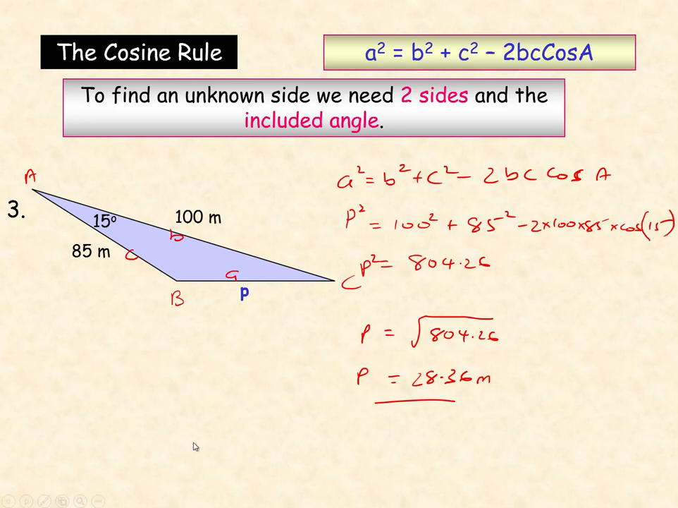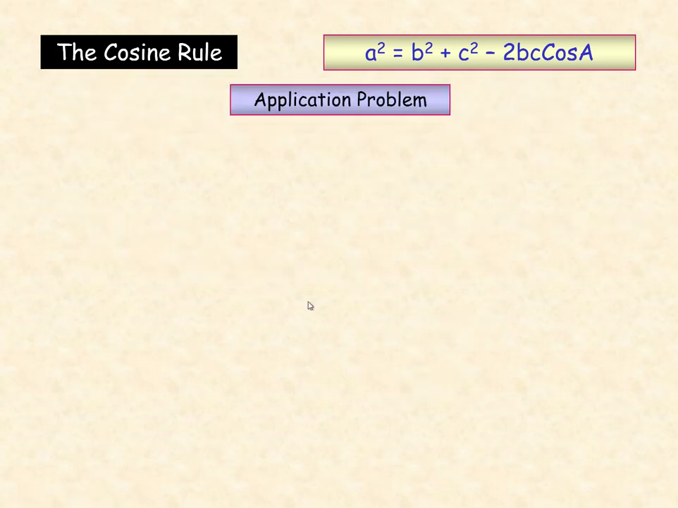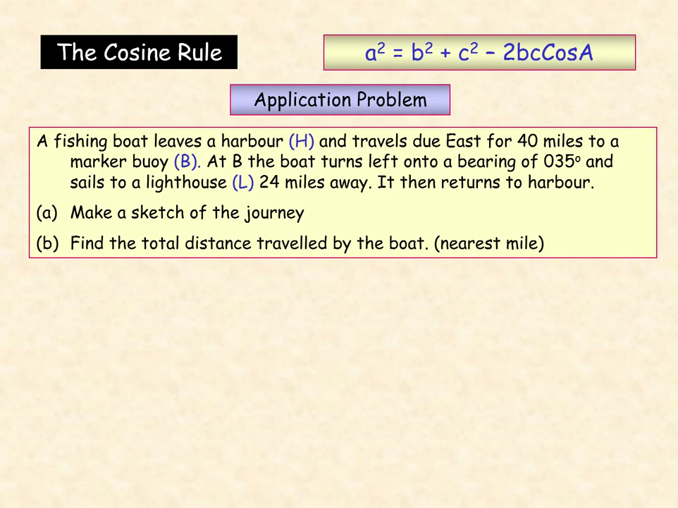And move on to one more example, more of an exam style question. So this is what we call application. So you're using the formula in a problem solving, a real life kind of question. A fishing boat leaves a harbour H, travels due east for 40 miles to a marker buoy at B. The boat turns left on a bearing of 035 degrees, sails to a lighthouse 24 miles away. So from H it goes to B, and then from B it goes to L, then returns back to H. So make a sketch of the journey, and then once you've made a sketch, find the total distance travelled by the boat.